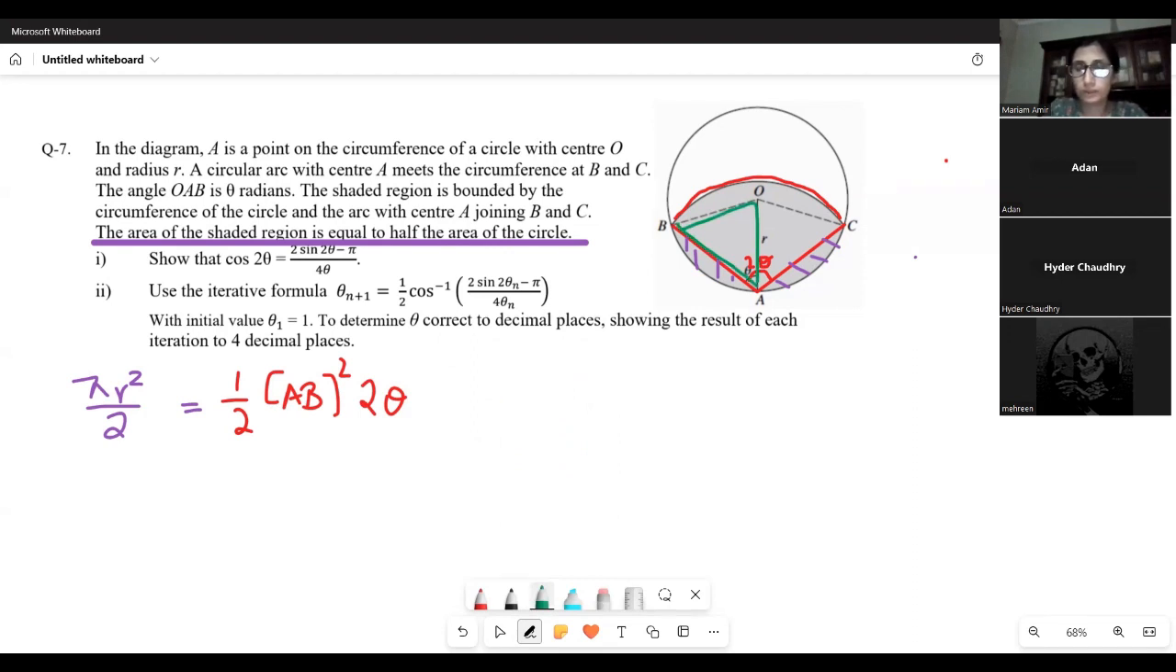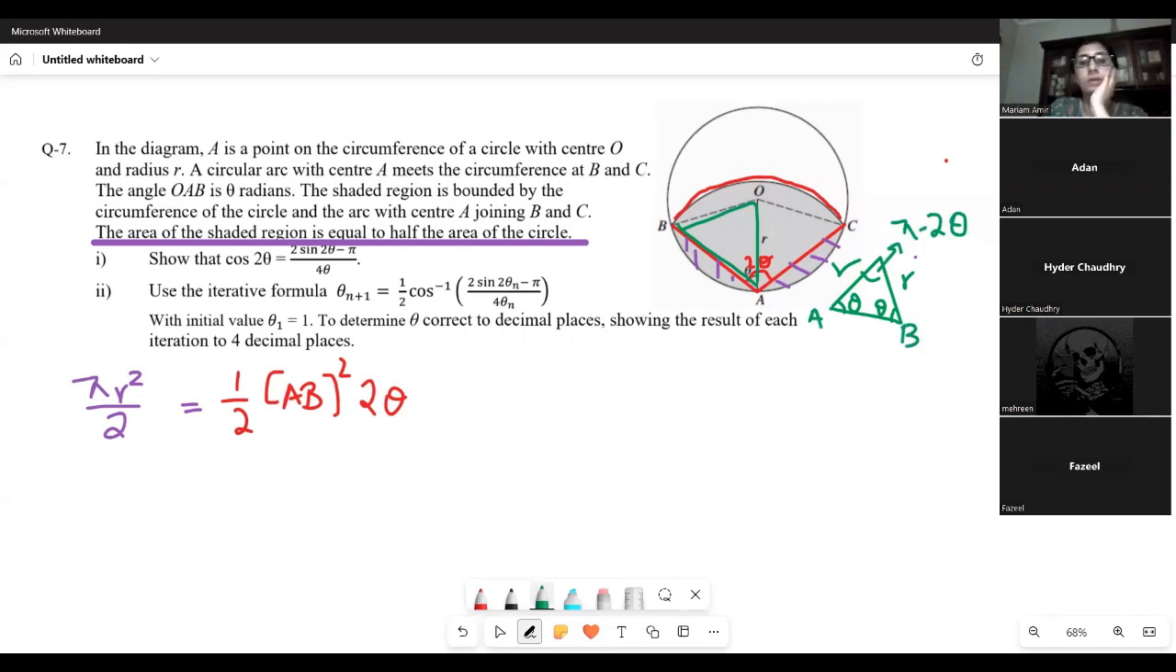And I'm drawing that triangle here. We have R, we have R. So that would be an isosceles triangle with angles theta, theta, and this would be pi minus 2 theta. So then AB upon sine pi minus 2 theta equals R over sine theta.